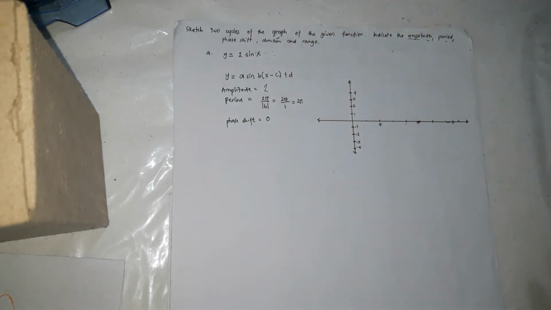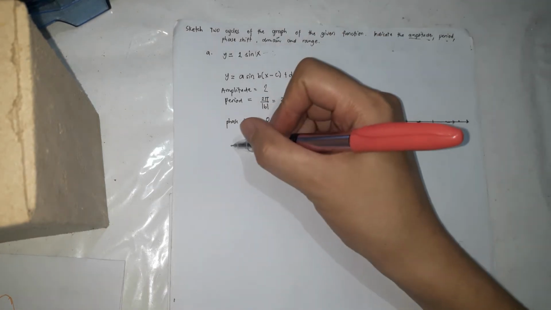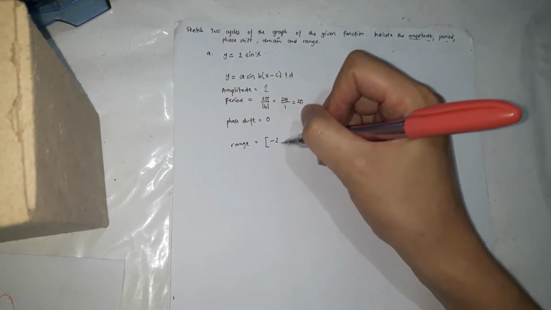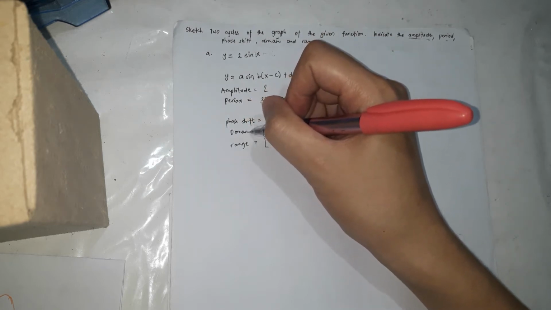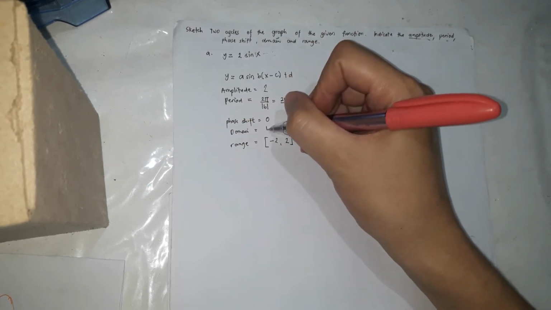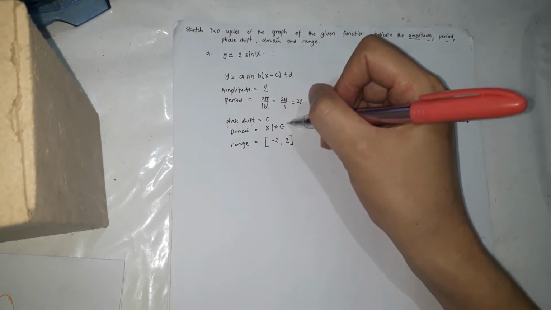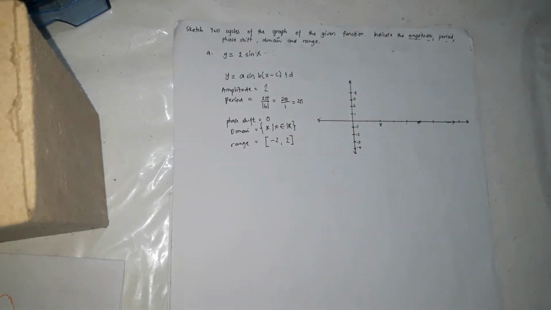Next, the domain and the range, we cannot identify it yet. However, based on the amplitude, we will know na ang range is negative 2 to positive 2. And the domain is simply all x such that x is an element of all real numbers. We're gonna find out later why. So we'll proceed first.